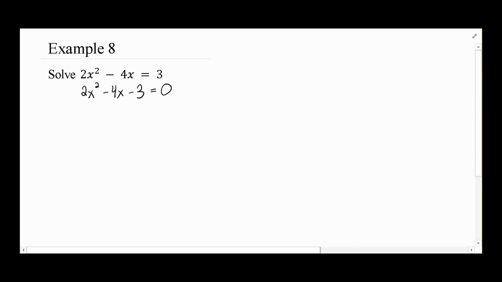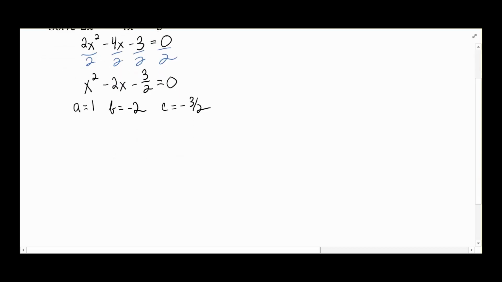Now once we're at this point, we can use the trick. Our middle coefficient's even, so I would definitely do that. I would definitely divide both sides by 2, giving us x squared minus 2x minus 3 halves equals 0, so that our a value is 1, our b value is negative 2, and our c value is negative 3 halves. So I want to deal with some of these negatives here. The formula we're plugging into is going to be the opposite of b plus or minus the square root of b squared minus 4ac all over 2a.